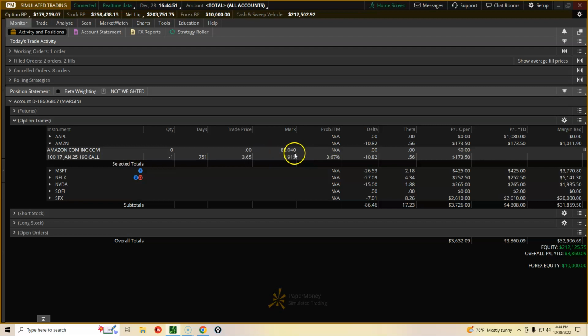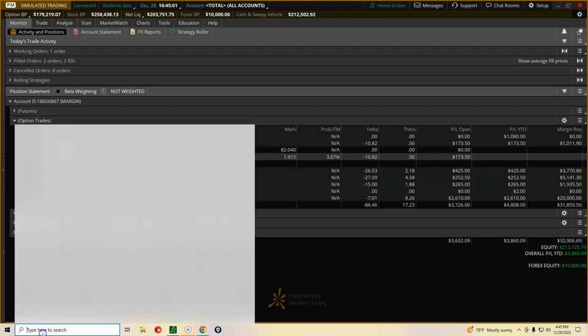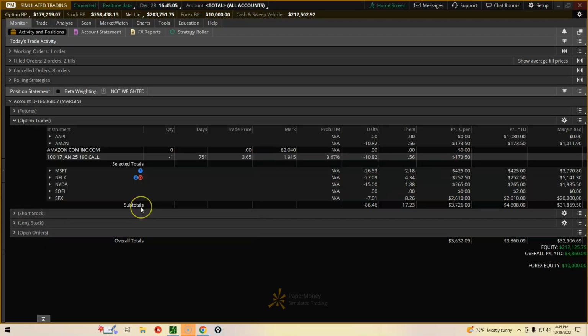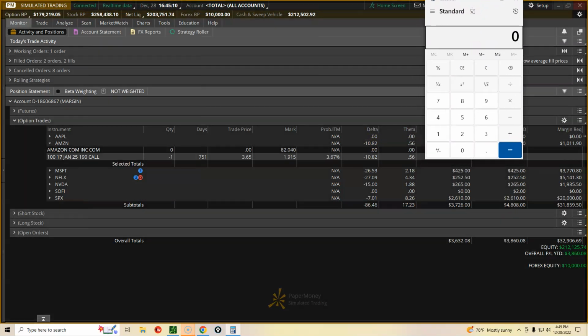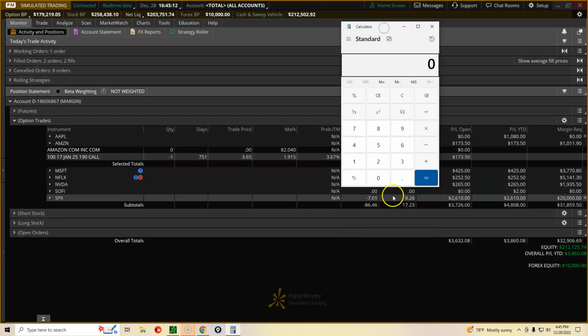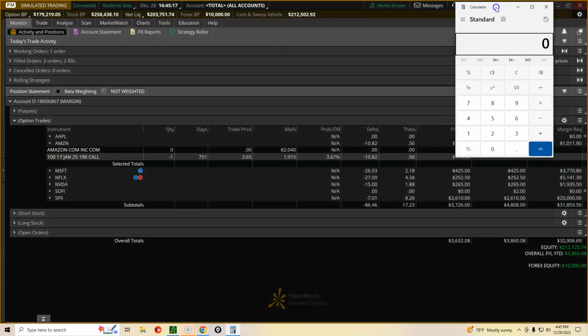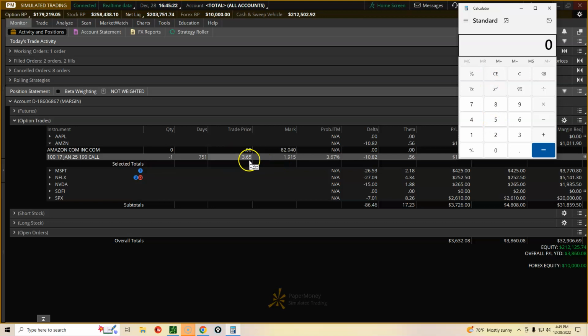Currently, Amazon is at 82 and some change. We can see it's profitable by 173 bucks. Let's pull up a calculator and do some quick math. You're probably super good at mental math, but I'm not. One thing that should tell you, in case you're not, is that it helps to be good at math to do well in the market, but you don't have to be a math genius.